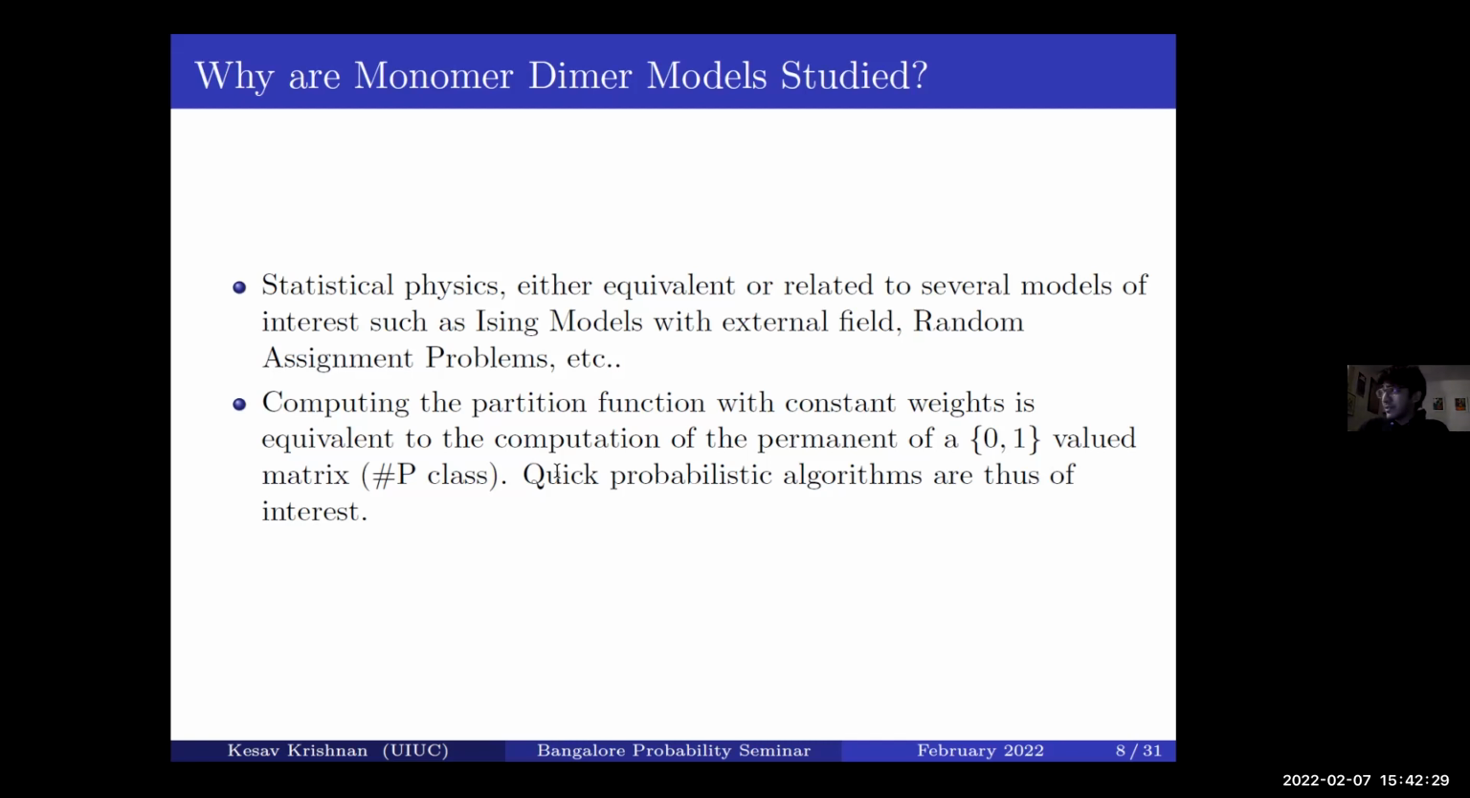And also from the computer science point of view, the computation of the partition function is a hard problem. Because, for instance, if you have a bipartite graph with constant weights, it's equivalent to computing the permanent of a 0-1 valued matrix. And this is known to be in the #P class. So quick probabilistic algorithms are of interest here, and more. Alistair Sinclair, for instance, has a lot of write-ups on that problem from that context.